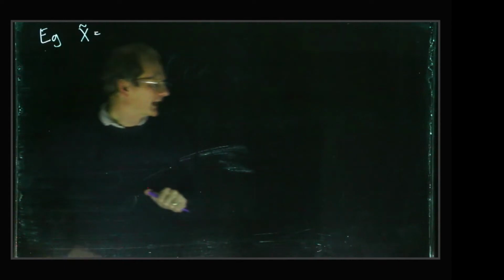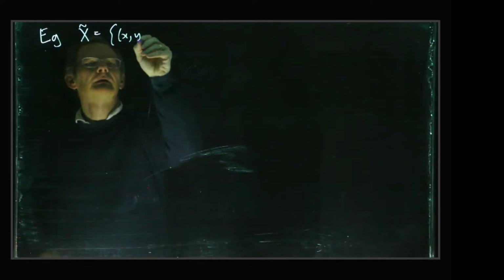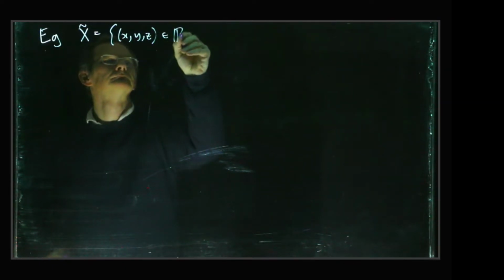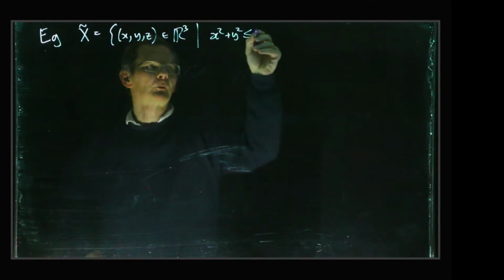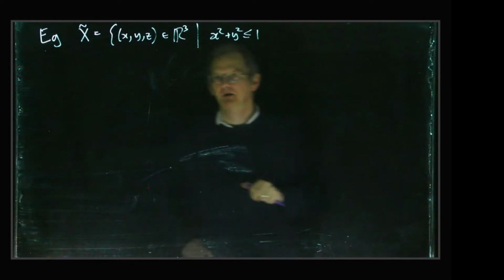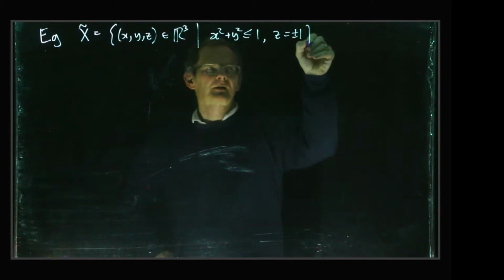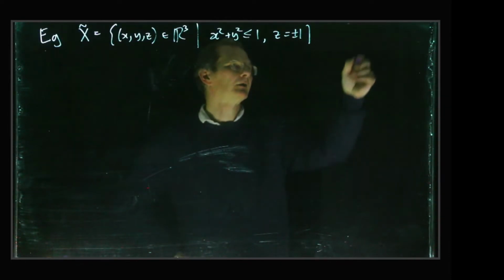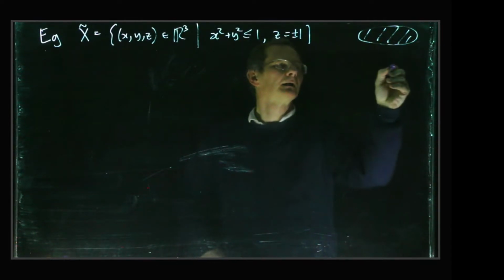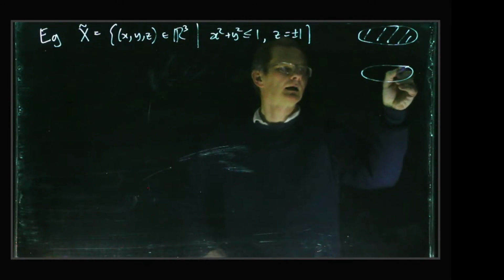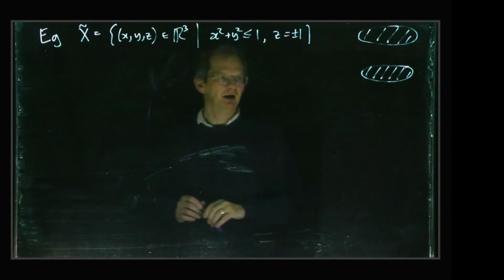So let's define X tilde to be the set of (x, y, z) in R^3. So we're going to assume x squared plus y squared is less than or equal to 1, so we're within a distance 1 of the z-axis, and z is plus or minus 1. Okay, so this is a union of two disks. You've got your top disk here at height 1 and your bottom disk here at height minus 1. Okay, and that's our X tilde.